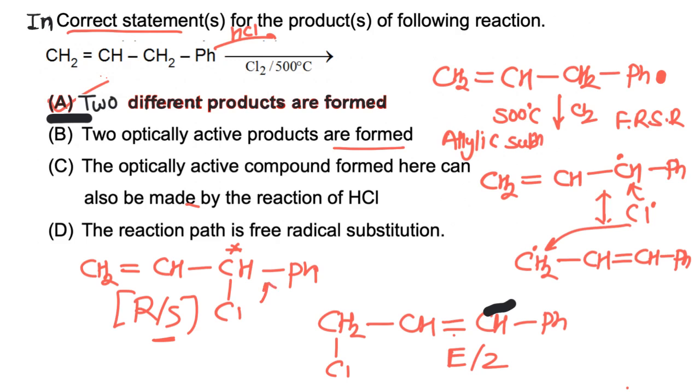The reaction path is free radical substitution. Yes, the reaction takes place via free radical substitution. So B, C, D are correct options, while the incorrect statement is A, because a total of 4 different products are formed rather than 2, and hence option A is the answer.